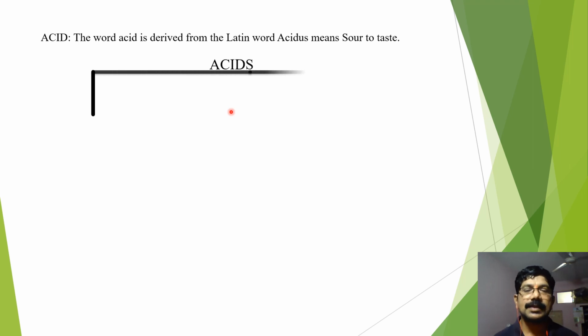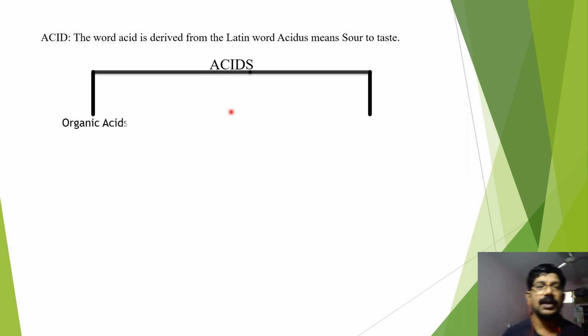So, acids are mainly classified into two types on the basis of availability. One is the organic acids. The other one is the inorganic acids or mineral acids. Organic, in the sense, they are available in all the living organisms or they are derived from the living organisms. Are you clear about that one?